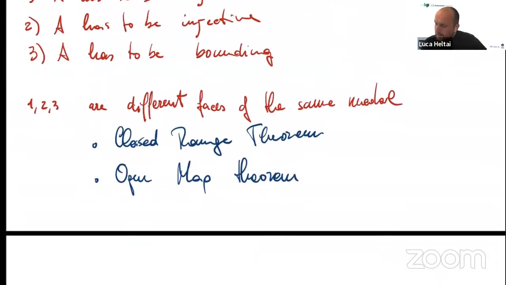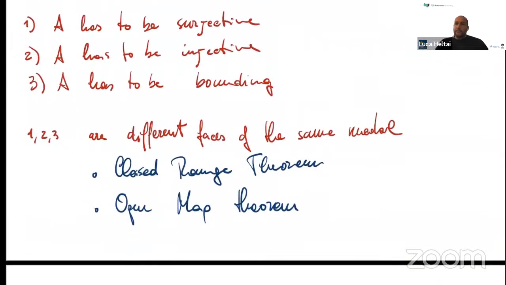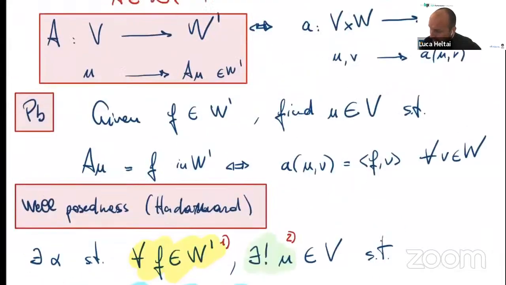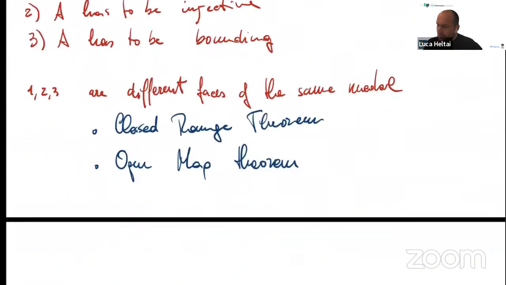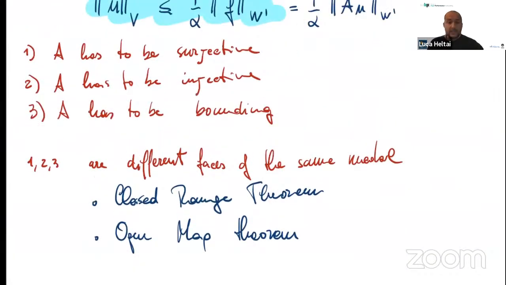Okay, so let's first give a couple of results and a couple of notations that I would like to use. And I will give necessary and sufficient conditions for these things to be satisfied. And these are usually known as the Banach-Nečas-Babuška conditions, because Banach is the one that proved both the closed range theorem and the open map theorem. And Nečas applied this to problems between Banach spaces, and Babuška applied this to the finite element theory. So these three things are all interconnected with each other.